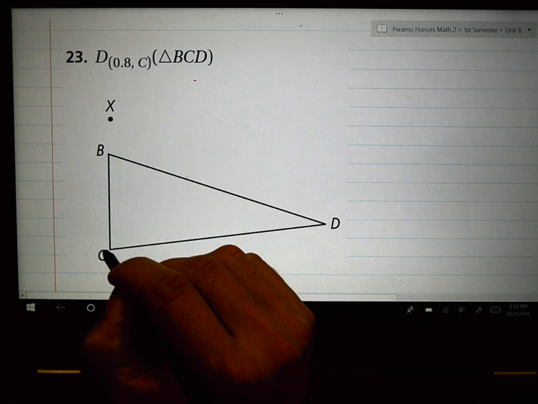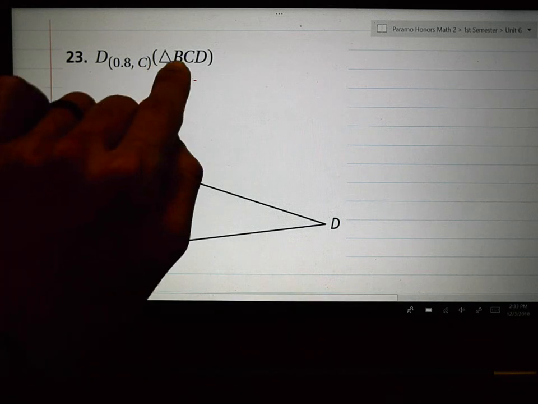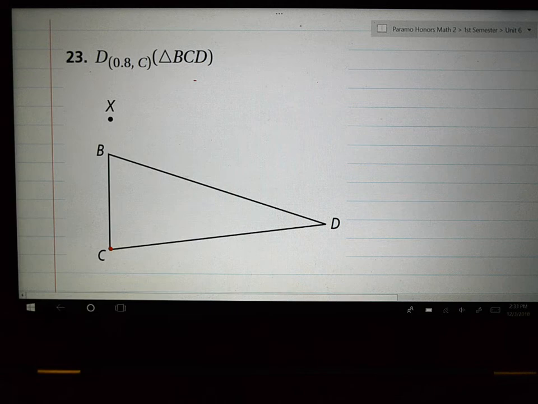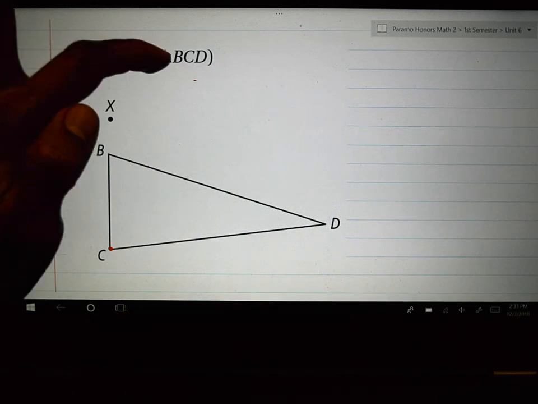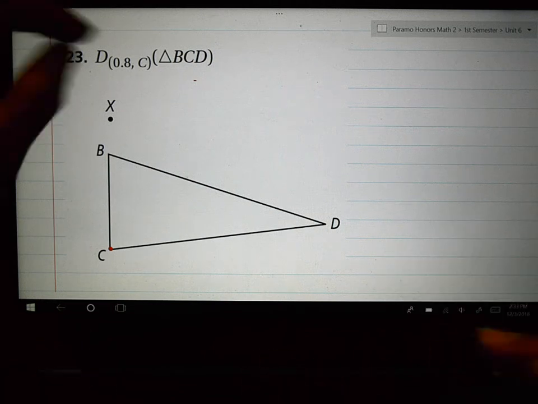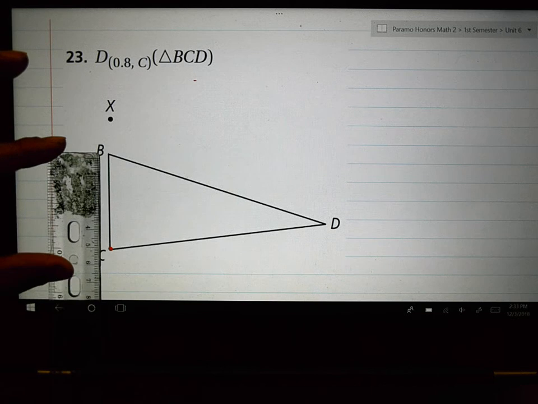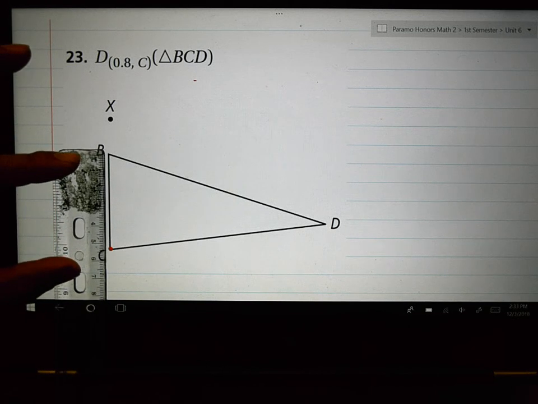I'm going to put the center right here. And we need to dilate triangle BCD. How do we do 0.8 on triangle BCD? How do we take every single point and reduce it by 0.8? Here's how we're going to do it. You're going to measure BC using a ruler.